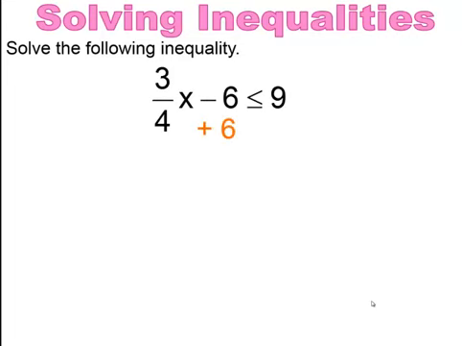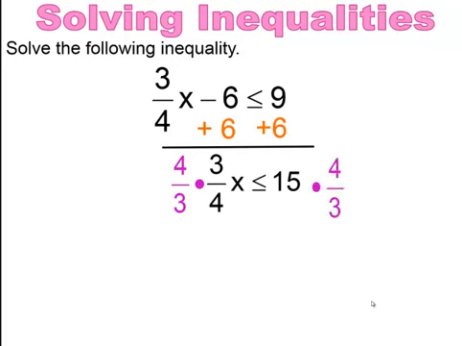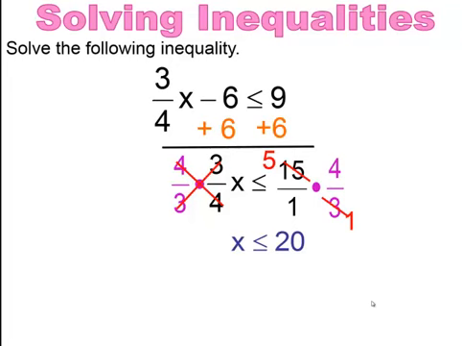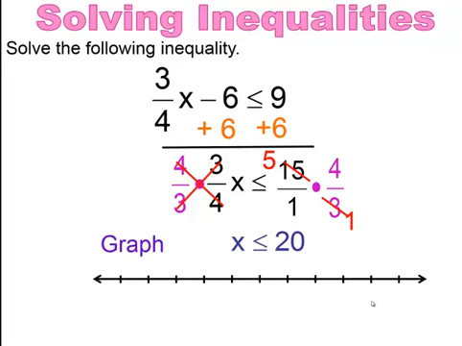Two-step inequality, you're going to add 6 to both sides. You're going to multiply both sides by the reciprocal of 3 over 4 to get that coefficient of x to be 1. Remember to put that whole number over 1, simplify, and multiply across, and you get your solution. x is less than or equal to 20. So you're going to have a closed circle at 20, and you're going to shade to the left.